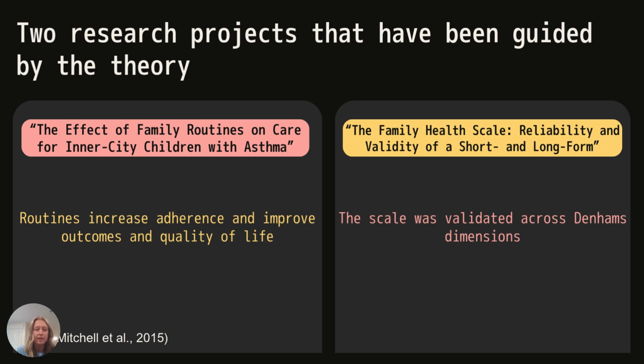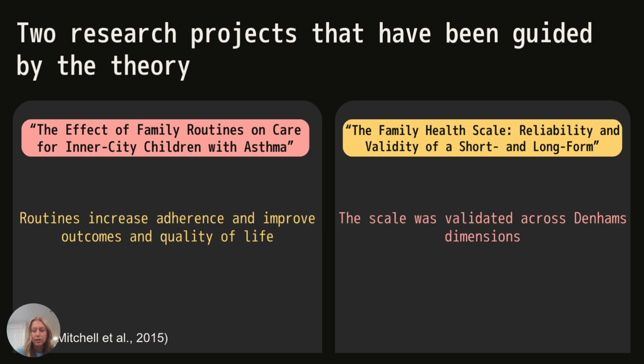Two research projects have been guided by the theory. The first is the effect of family routines on care for inner city children with asthma. This study examined how health-related family routines, such as regular medication use, environmental factors, and controls influence asthma management and a child's specific quality of life. The family health model created by Denham was listed in the research design for this project. It was guiding both the measurement of the routine and the regularity and interpretation of the adherence of behaviors.